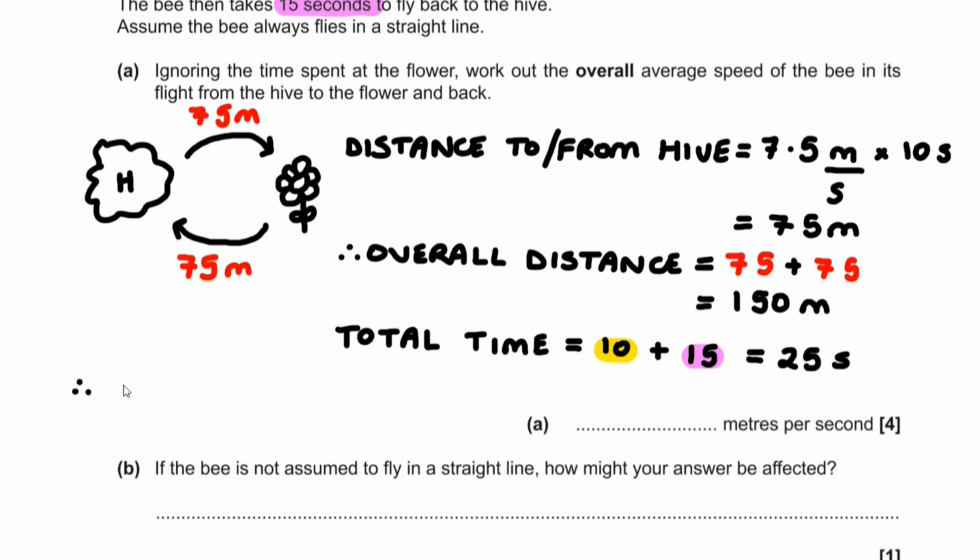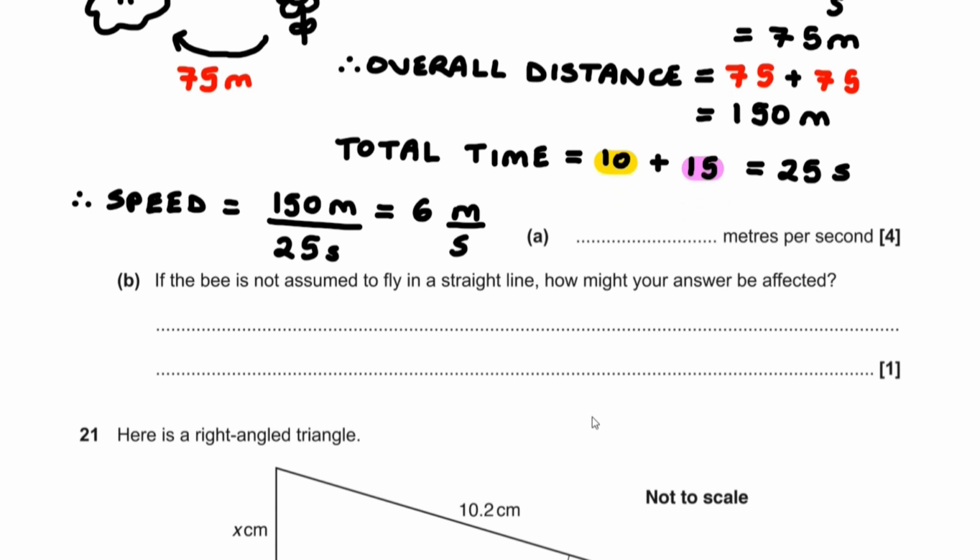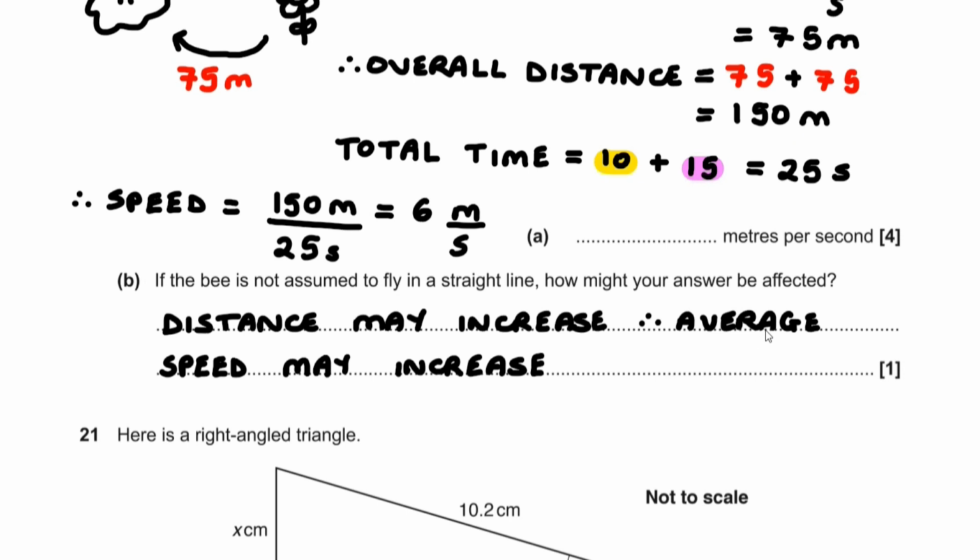So therefore, for the average speed, we've got 150 meters divided by 25 seconds, which is equal to 6 meters per second. If the bee is not assumed to fly in a straight line, how might your answer be affected? Well, the distance may increase, so the average speed may also increase.